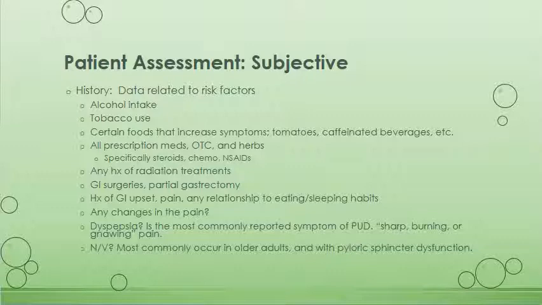Do they have any changes in the pain that they had been experiencing? Has it started to escalate? Do they have dyspepsia? This is the most commonly reported symptom of peptic ulcer disease, and it's described as a sharp, burning, or gnawing pain. Do they have nausea and vomiting? Those are most likely going to occur in your older adults, and again with that pyloric sphincter dysfunction where they have the obstruction.